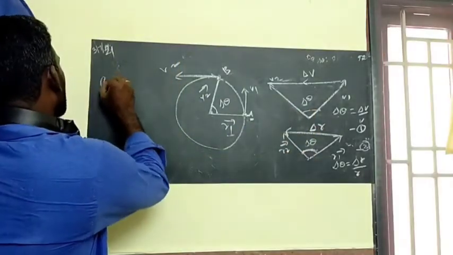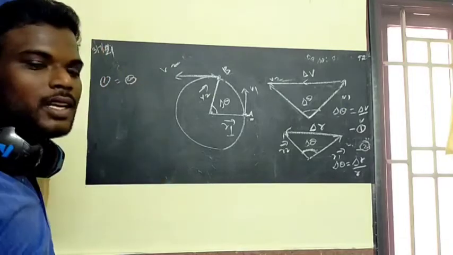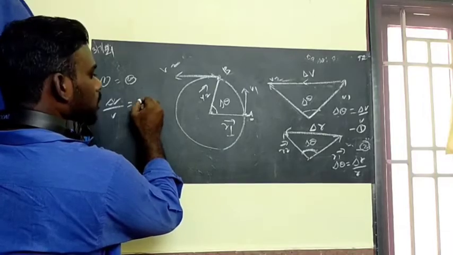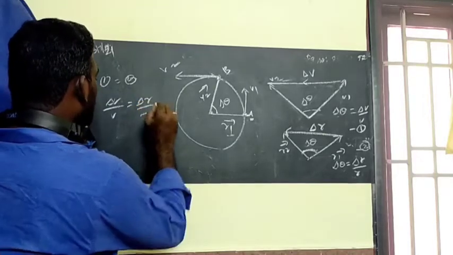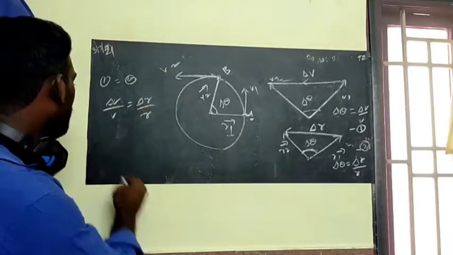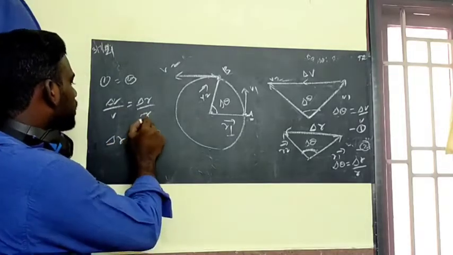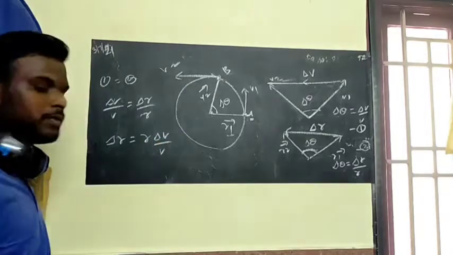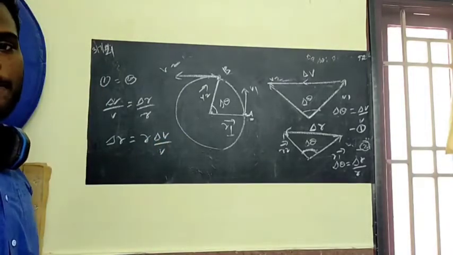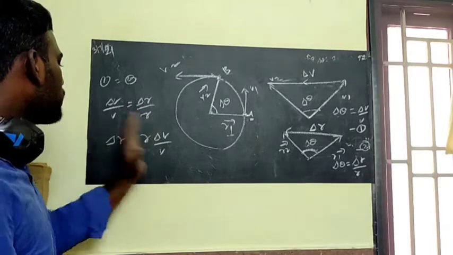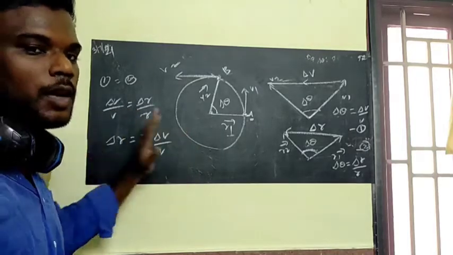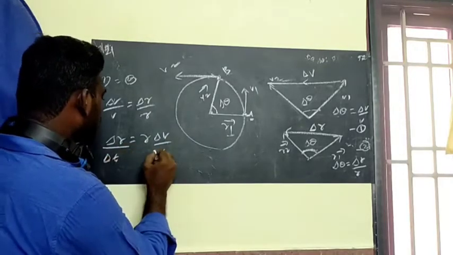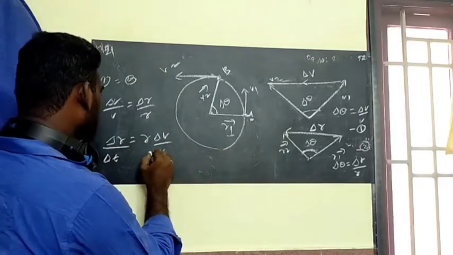Comparing equation 1 and 2, del V by V equals del R by R. Now transfer the R to this side, so del R equals R into del V by V. Is that clear? Now differentiating on both sides with respect to del T, I can put del T here and del T here also.